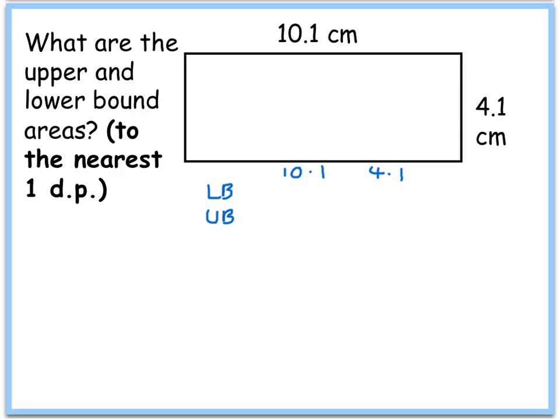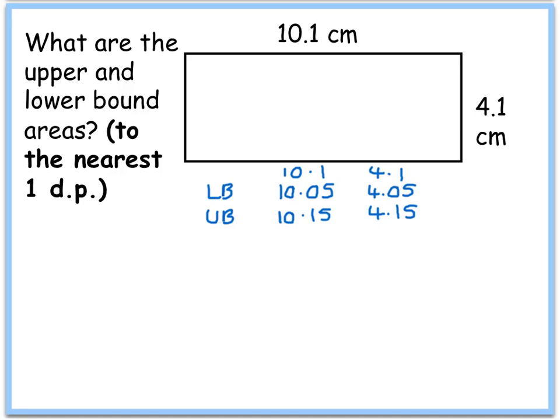So the lower bound of 10.1 to the nearest one decimal place, well, one decimal place down would be 10.0. Halfway between that and 10.1 will be 10.05. If it's 4.1, one down would be 4.0, so halfway between is 4.05. And the upper bounds, 10.1, next one up would be 10.2, so it's going to be 10.15. And 4.1, one up would be 4.2, so it's 4.15.